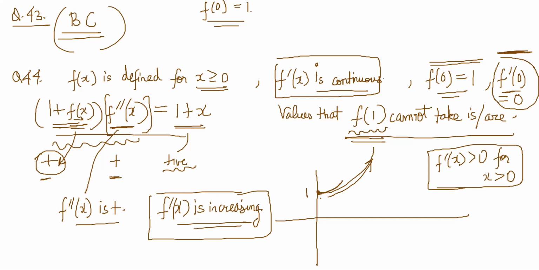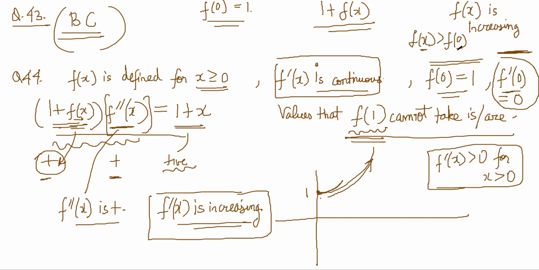1 plus f(x). Can we estimate the value of it? See, f(0) is 1, so since f(x) is increasing, at any higher value f(x) is going to be greater than f(0) because x is greater than 0, right? So f(x) is greater than or equal to 1 because f(0) is 1, right? So 1 plus f(x) will be greater than 2, right?